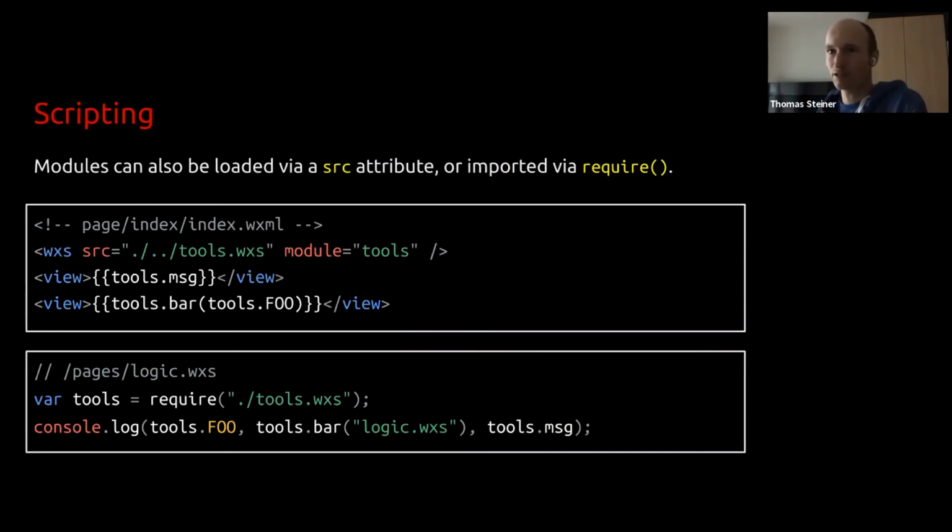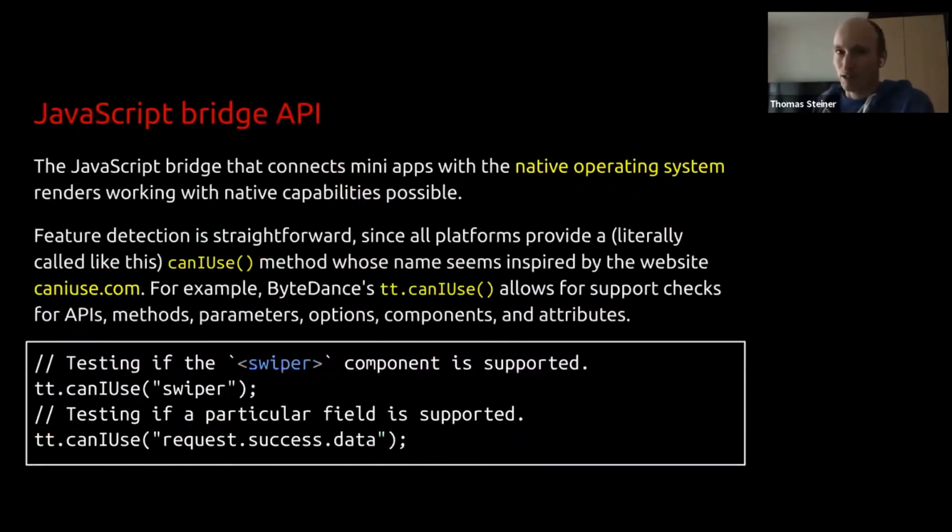Modules can also be loaded via a regular source attribute or imported within one module from another. So you can see here WXS pointing to a source, giving it a module name of tools. And then in my view, I can use it as tools.message or just call a function, whatever. Or I can just inside a WXS file require another one. So pretty straightforward if you've ever done Node development or just any kind of JavaScript development with Require.js, this immediately feels familiar to you.